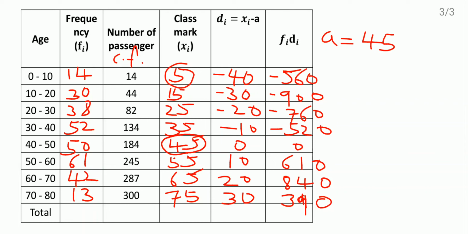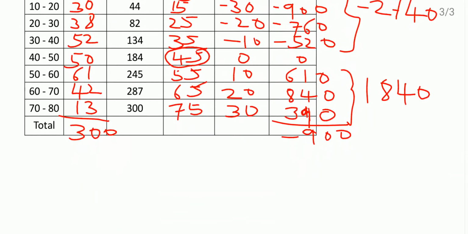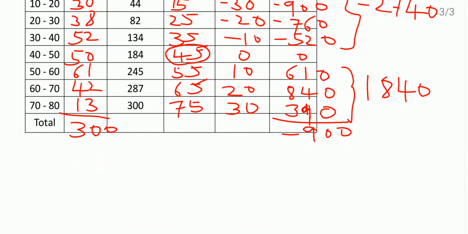Right? We need to do the addition of all these numbers. First we'll do the addition of the negative ones, which comes as minus 2740, and the addition of the positive ones comes as 1840. When we add these two numbers, we get the answer as minus 900, right? And the sum of all the frequencies is equal to 300. See here, now we got sigma fi di and even sigma fi.